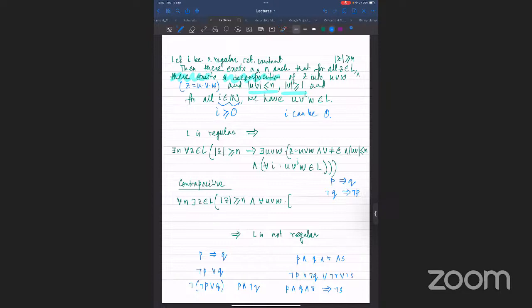So then what do I do? Again, Z equal to UVW and V not equal to epsilon and UV less than or equal to N implies there exists some I such that UV^I W is not in L. Clear?